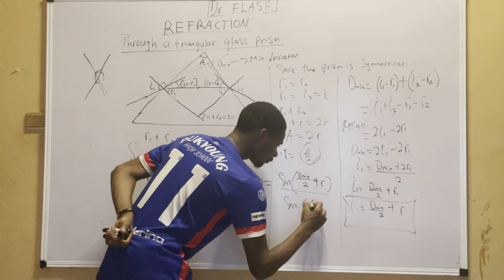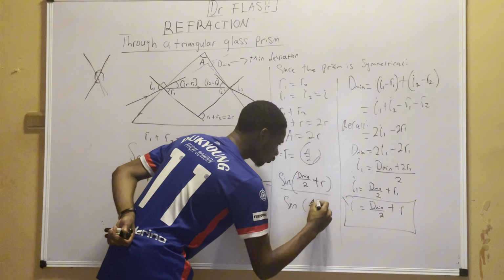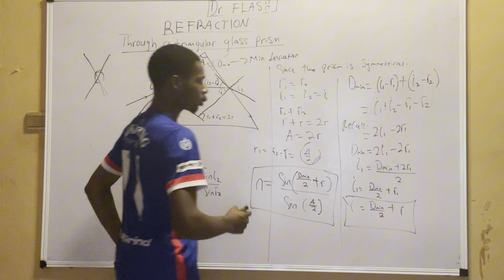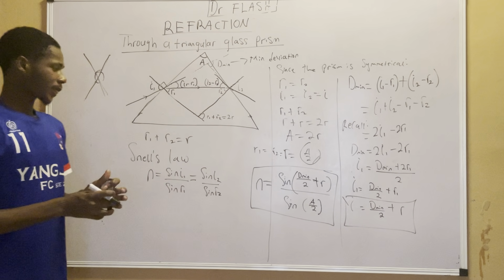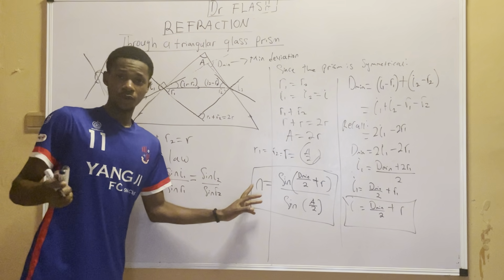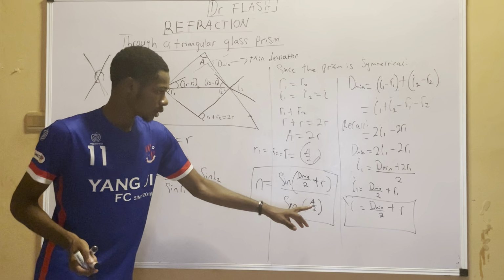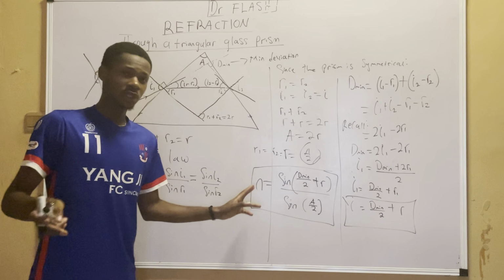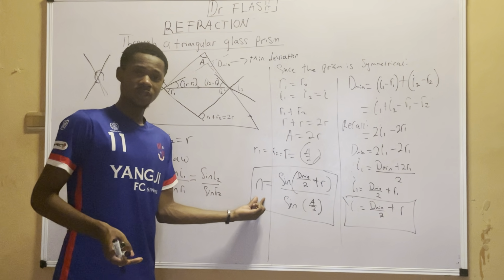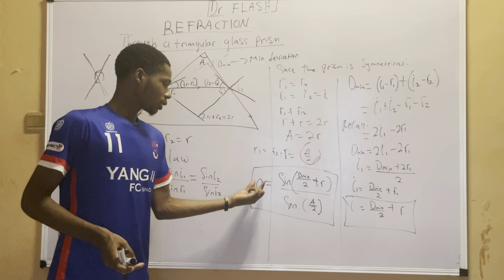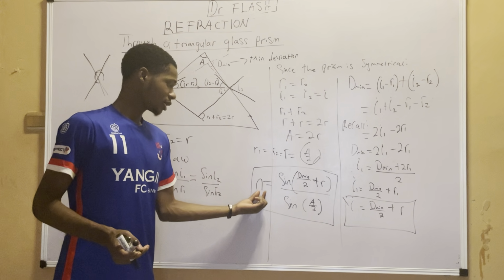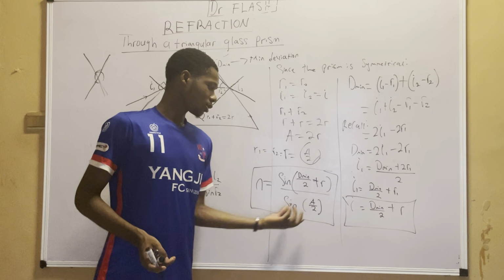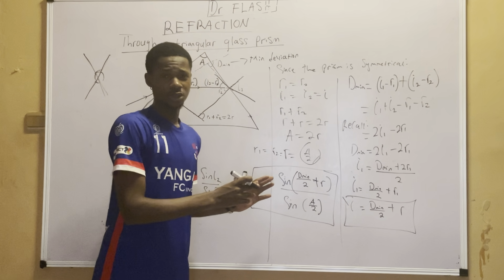So we're going to be having sine A over 2, and this gives us the general formula for calculating the refracted angle, the angle of incidence, which is I, using this formula, or the apex angle, or in general what connects everything, the refractive index in this case. So the refractive index equals sine of minimum deviation over 2 plus r, and so on, just exactly what you're seeing on the board.